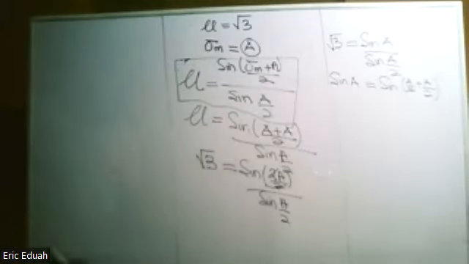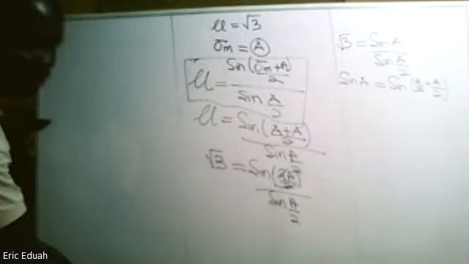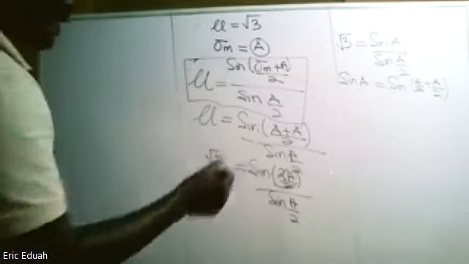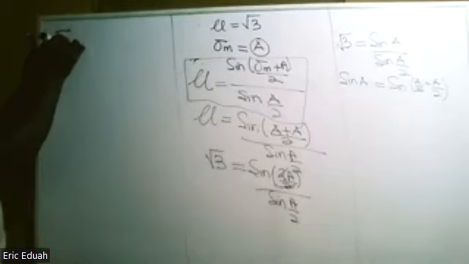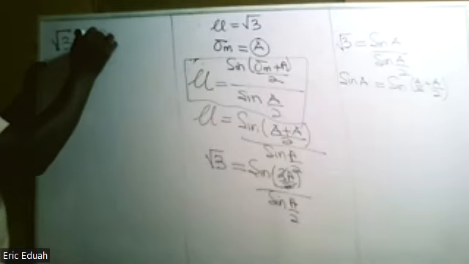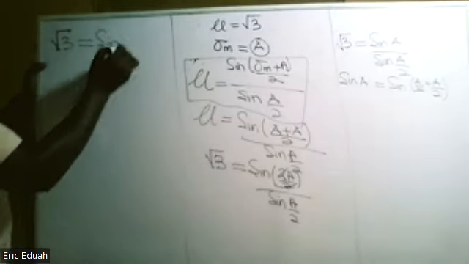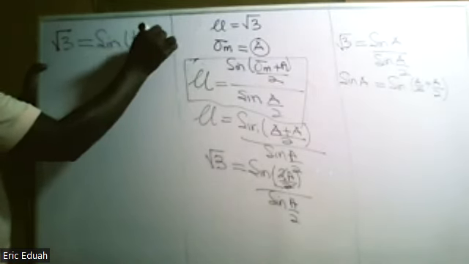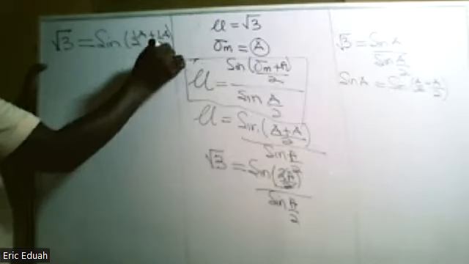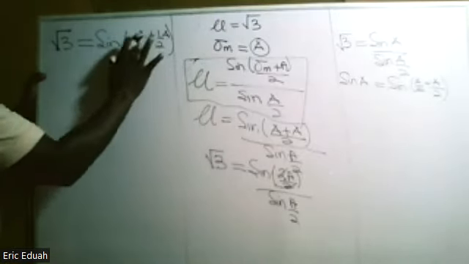Physics and maths, they are related. So if you can apply maths, then your physics must also be good. So if this is it, then root of 3 is equal to sine of (half A plus half A, or A over 2 plus another A over 2). I think that will be simple.